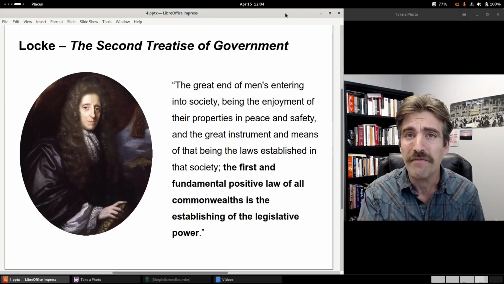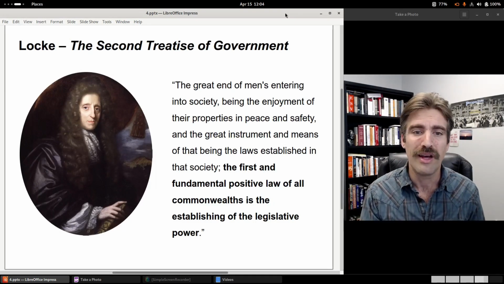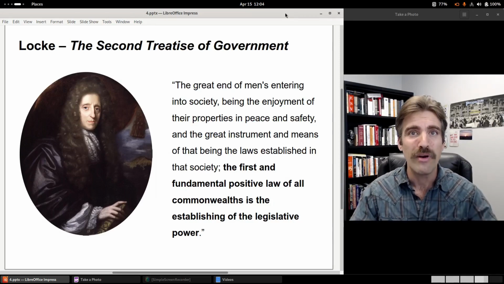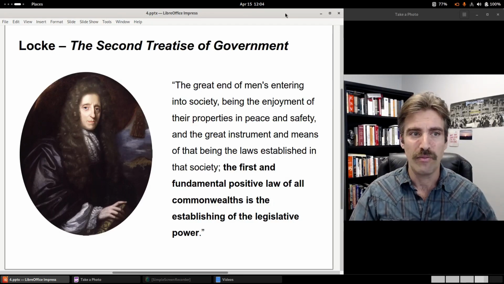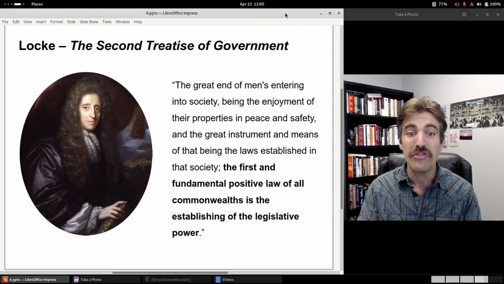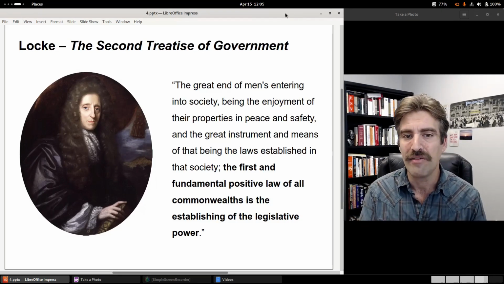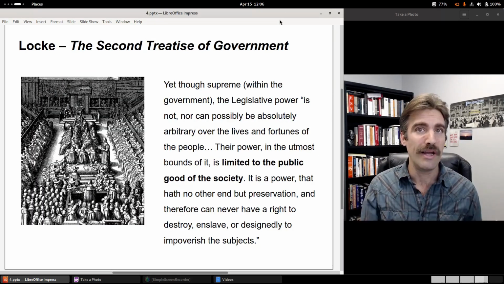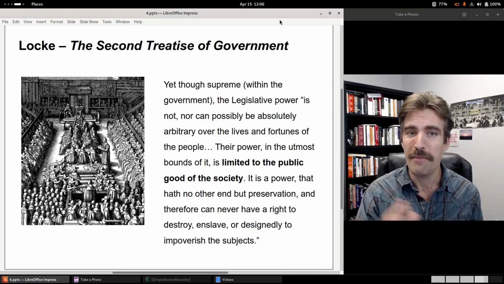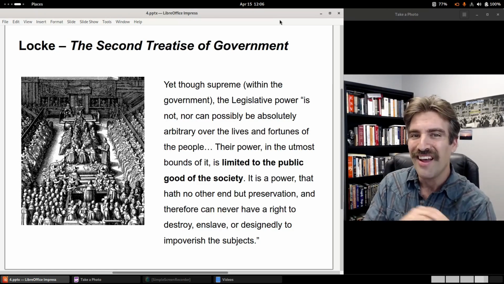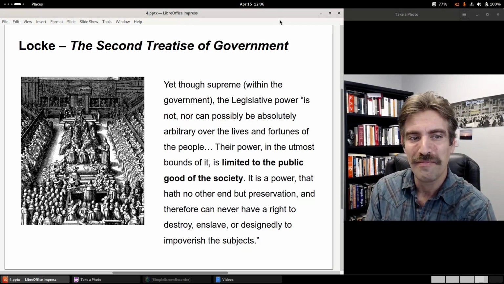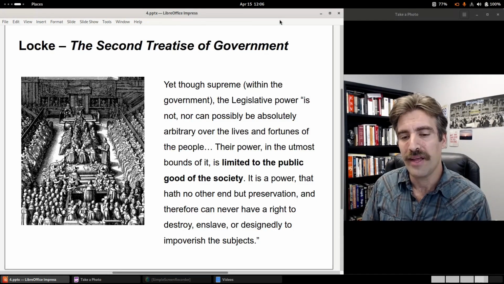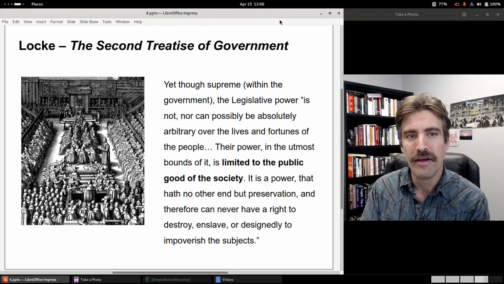The first and fundamental positive law, Locke says, is the establishing of the legislative power. This is the most important thing to do right at the outset. When you're forming a civil government, you've got to establish the legislative power. It is the supreme power within the government. It is the lawmaking power. Nevertheless, its power is not limitless. It is a limited power.